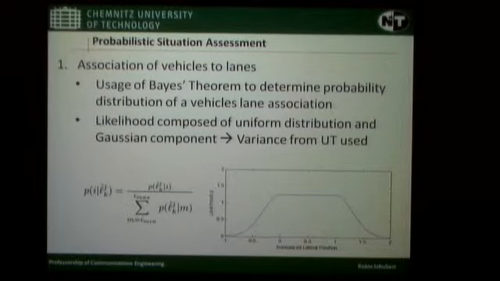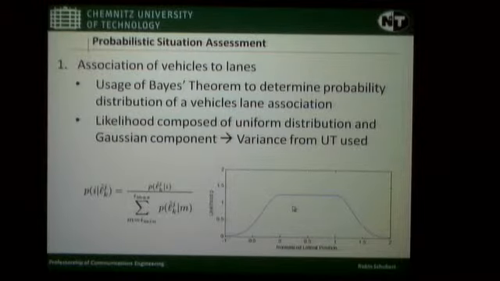So if we want to determine the probability that the vehicle is in a certain lane, given that I observe a certain lateral distance, then we have to determine it the other way around. So we have to define the likelihood that we observe a certain lateral position, given that the vehicle is in a certain lane. And that's what we can do here.